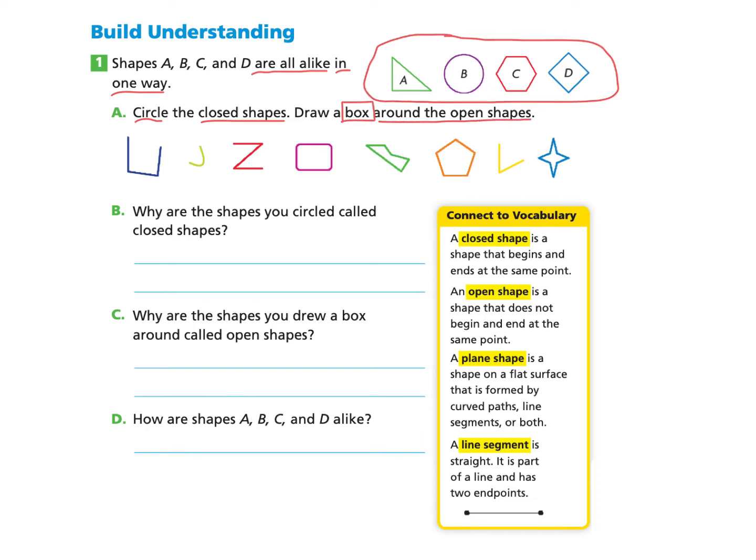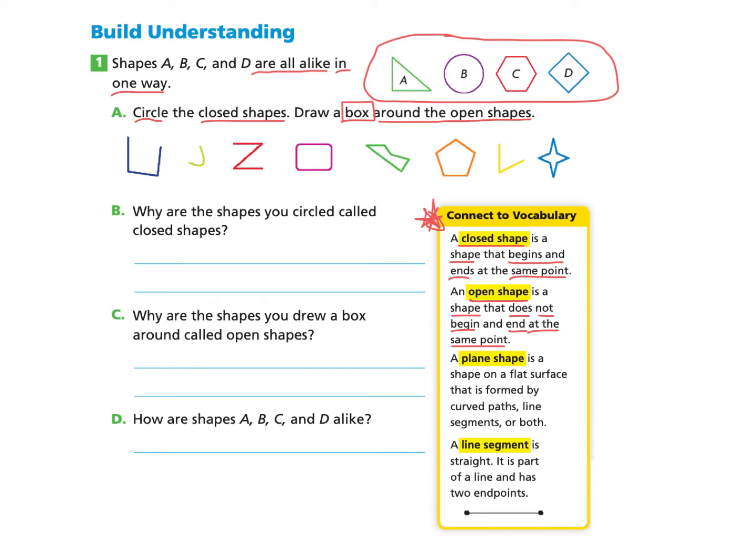Well, we need to go to the connective vocabulary to understand what is a closed shape and what is an open shape. A closed shape is a shape that begins and ends at the same point. And an open shape is a shape that does not begin and end at the same point.